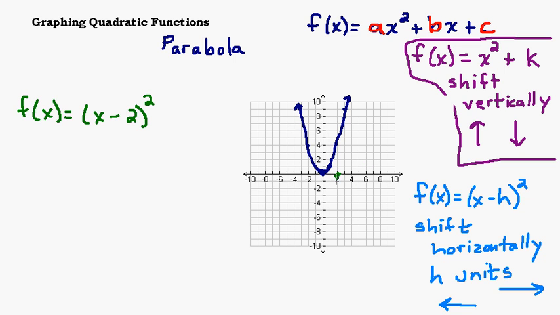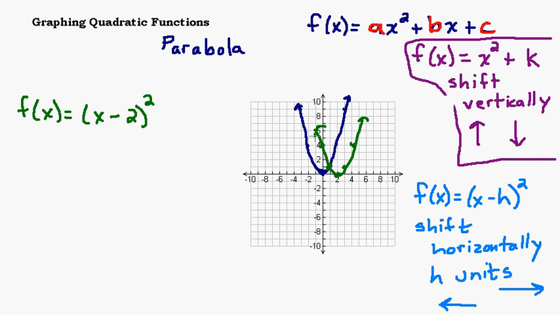Okay, so we're going to start here for our vertex at (2, 0), and then we're just going to build our basic parabola again from here. So over 1 up 1, -1 up 1, over 2 up 4, and -2 up 4, and then you could do the 3, 9 one, but for the sake of time I'll just graph that like that.